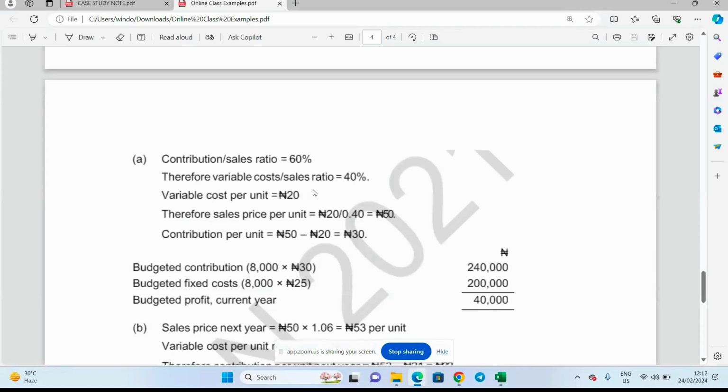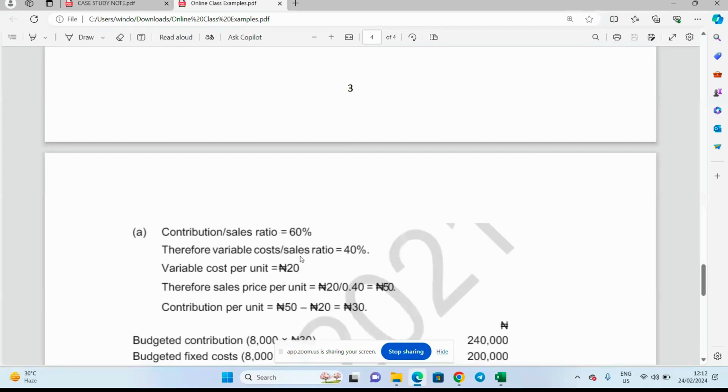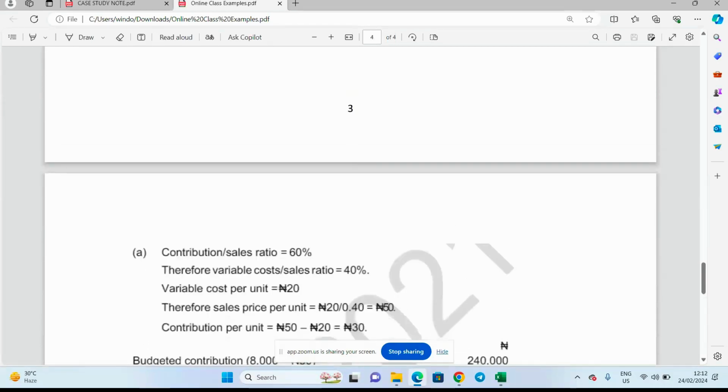I didn't get it. Okay, which area is not clear? Do you get selling price per unit? 50 naira. Why are we dividing 20? 20 naira is the variable cost, right? That 20 naira represents 40% of something. Don't worry, you will understand it now. 20 naira divided by 40% will give us 50 naira. To work back and understand what we've done, selling price is now 50 naira. 50 naira times 40%, what do you have?